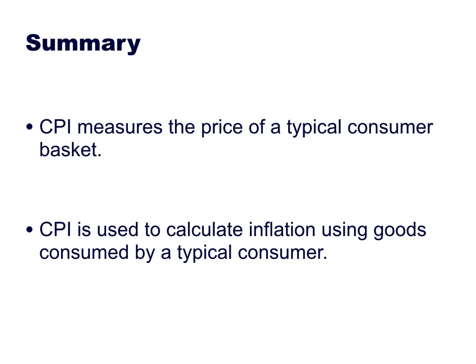So, CPI measures the price of a typical consumer basket. Essentially, what we are able to do with this information is calculate the inflation rate based on the consumption basket. So for a typical consumer, how are prices changing?